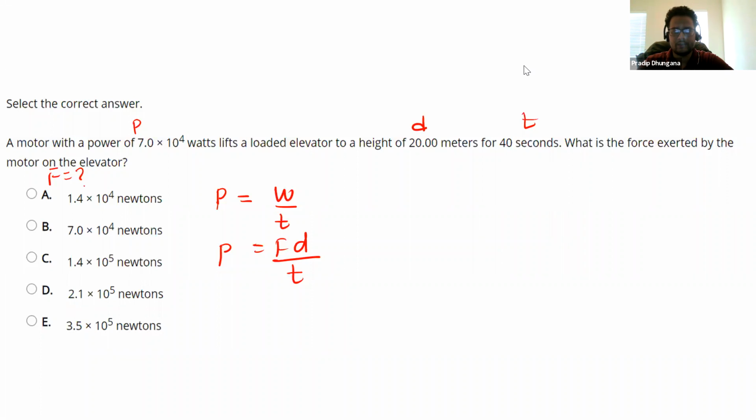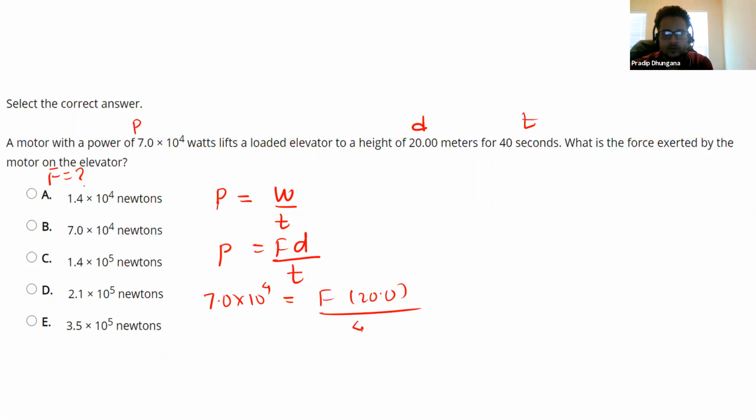Okay, thank you for your response. I really appreciate it. Now let me work on this problem. So let's substitute all those values and then calculate force. Power is 7 times 10 to the power 4 watts. You can write the unit at the end. Force we have to calculate. Displacement is 20. Time is 40 seconds. 20 over 40 is 1 over 2. Then multiply both sides by 2 to get rid of 2.